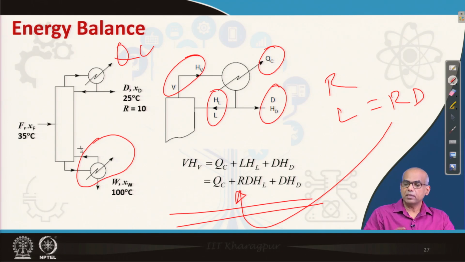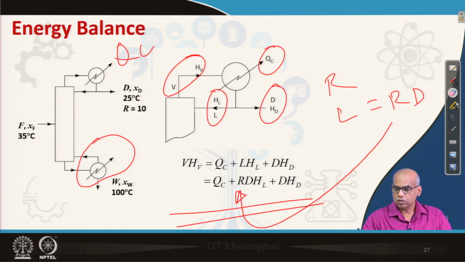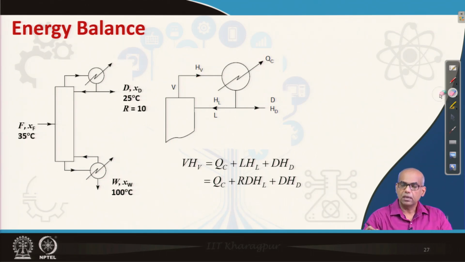So, you have to identify the streams with which energy enters and you have to identify the streams with which energy leaves. And then at steady state, energy balance can be written the same way as we have seen in case of mass balance, energy in equal to energy out.